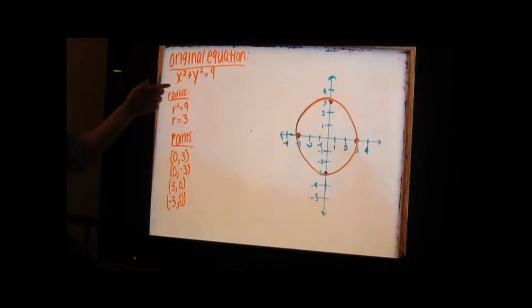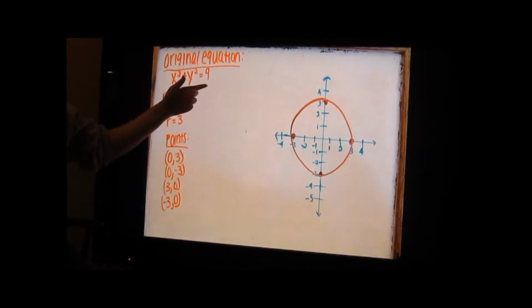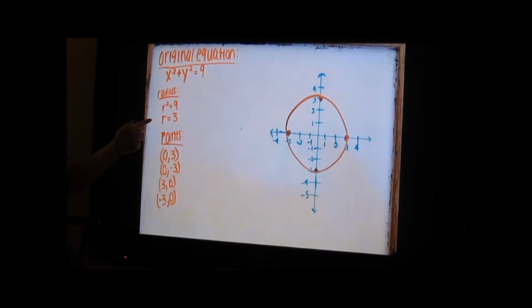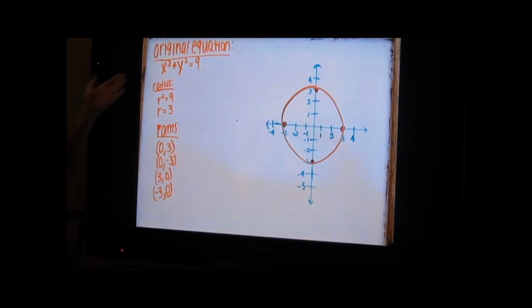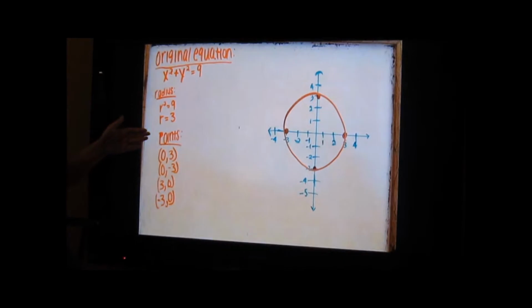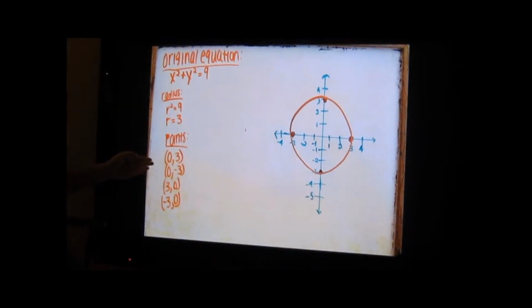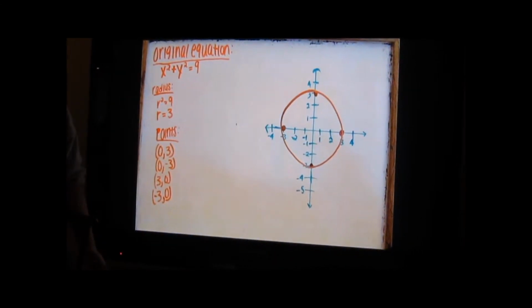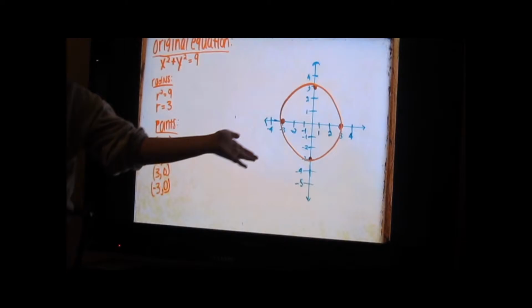If you have an equation x squared plus y squared equals 9, to find the radius, you do r squared equals 9. So that means your radius is 3. The points on your graph are (0, 3), (0, -3), (3, 0), and (-3, 0), since your center is (0, 0). And then to draw the graph, you just connect all the points and you get your circle.